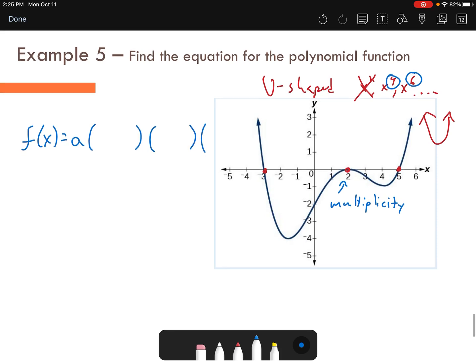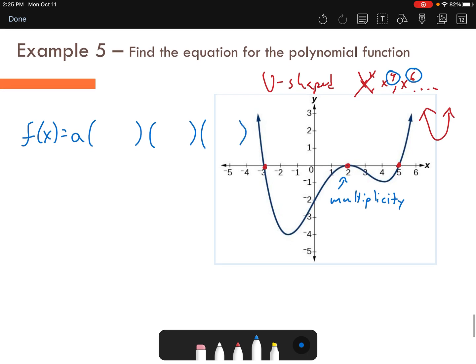And then write all the factors we see. Well, we have x equal negative 2, right? But to get that, you have to have x plus 2. Oh, not 2, sorry. That's a 3. X equal negative 3, so we have to have x plus 3. X equal 2, so we have to have x minus 2. X equal 5, so we have to have x minus 5.